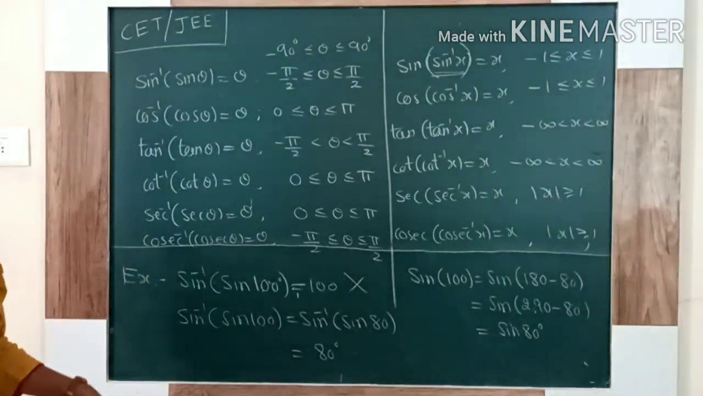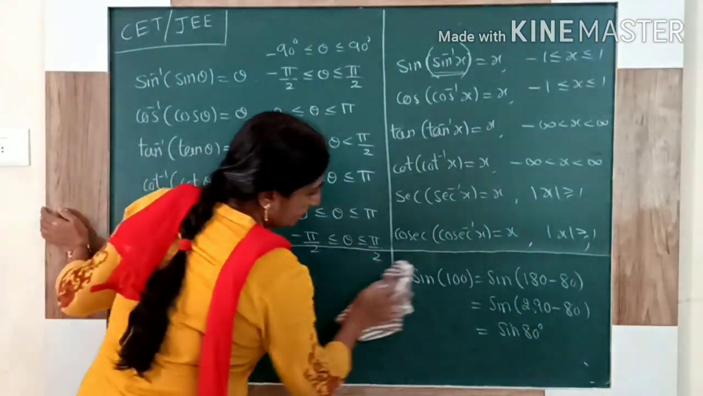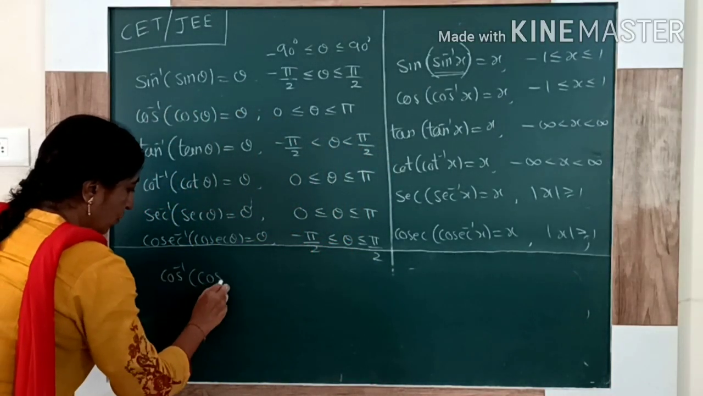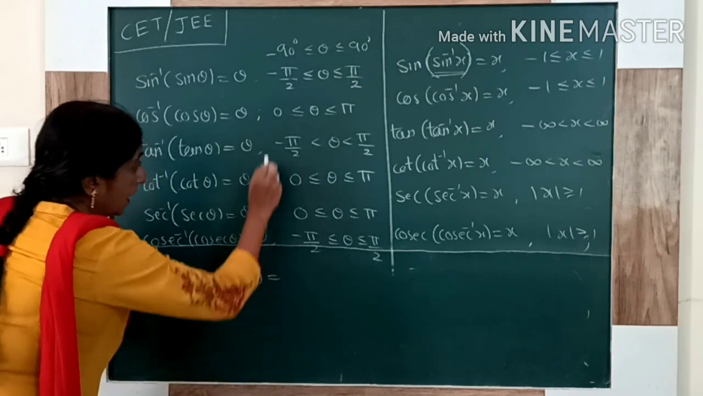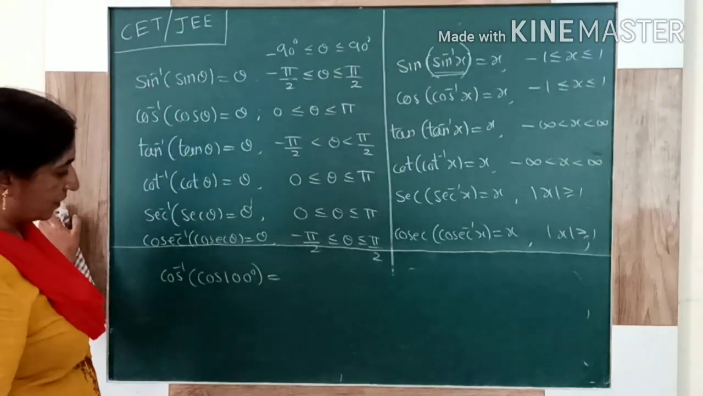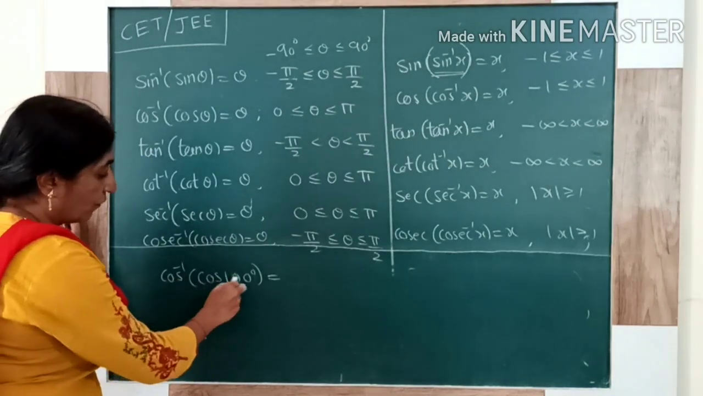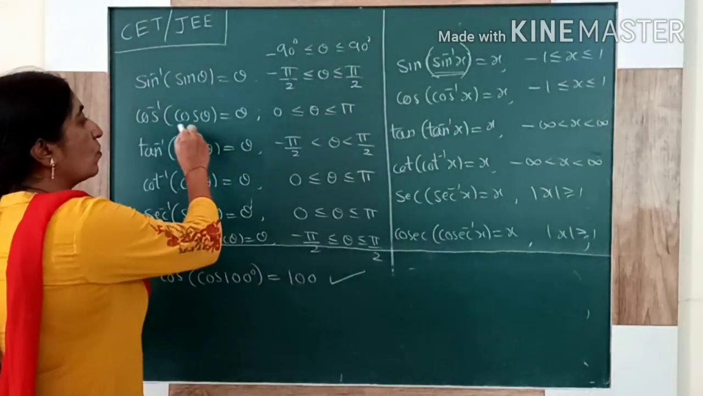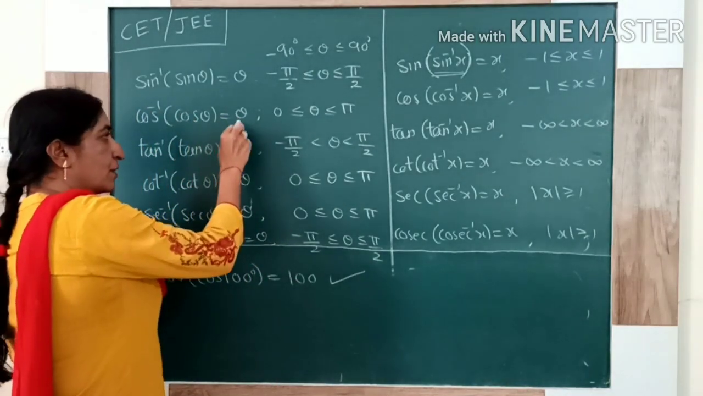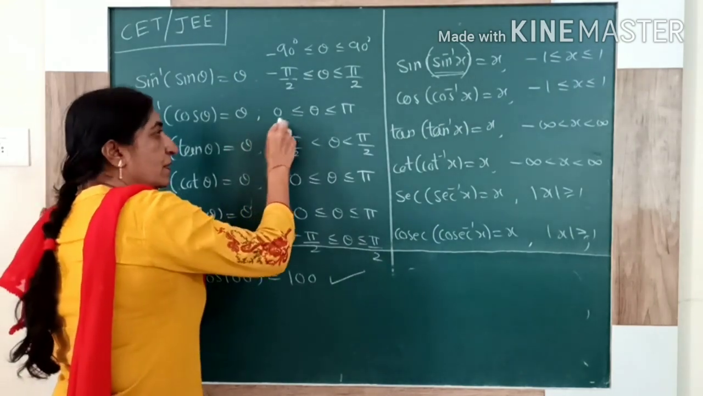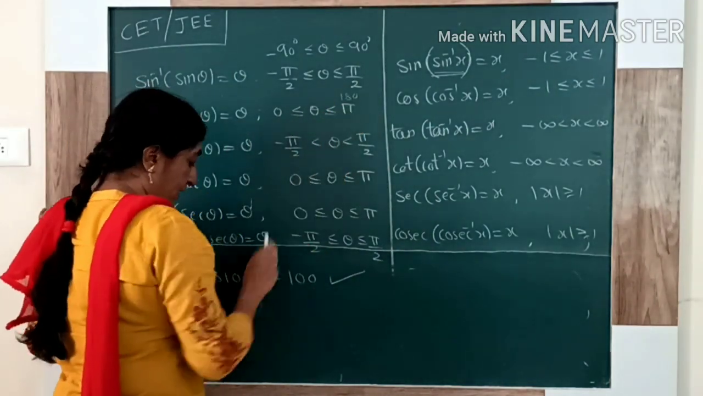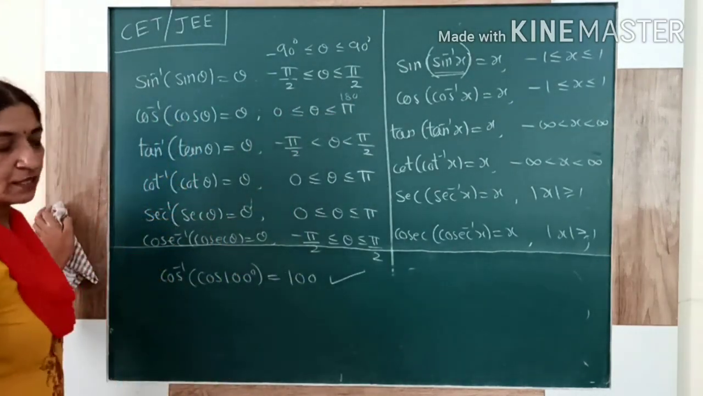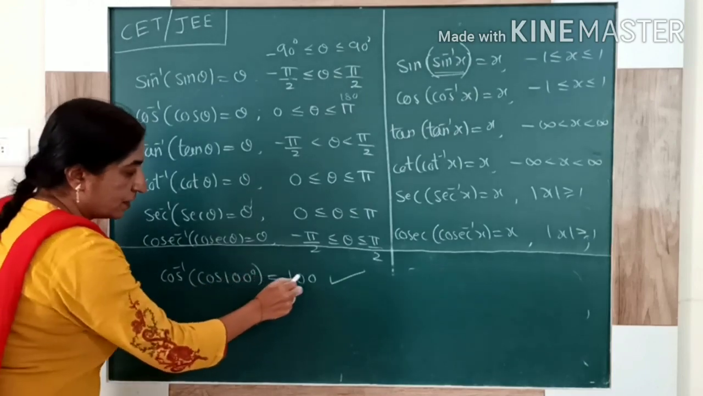I am giving you one more example on this. If it is cos inverse of cos 100, I kept the table as it is for your reference. Can you tell me what is cos inverse of cos 100? If you write 100, it is correct, because cos inverse of cos theta is equal to theta if theta lies between 0 to pi, and pi is nothing but 180. See, 100 lies between 0 and 180, so directly you can write cos inverse of cos 100 is 100.